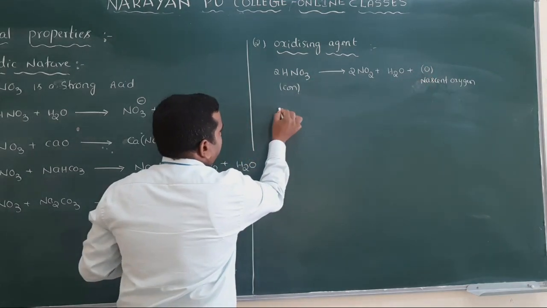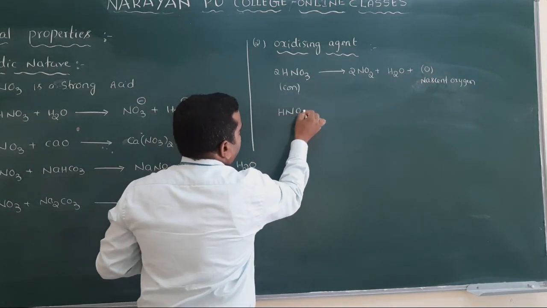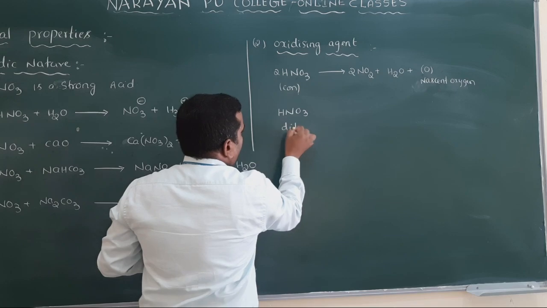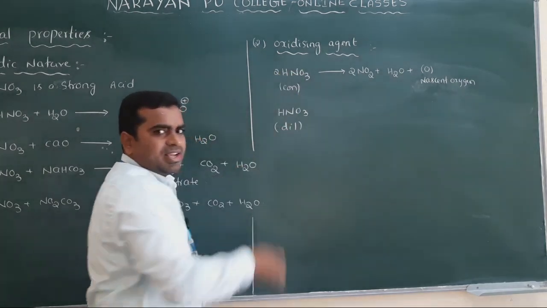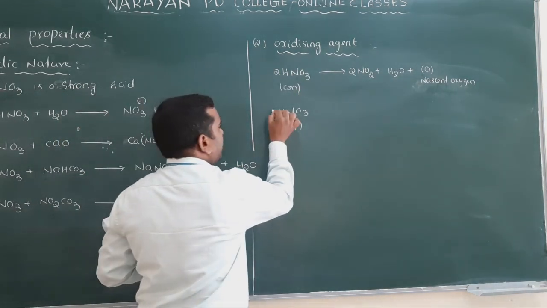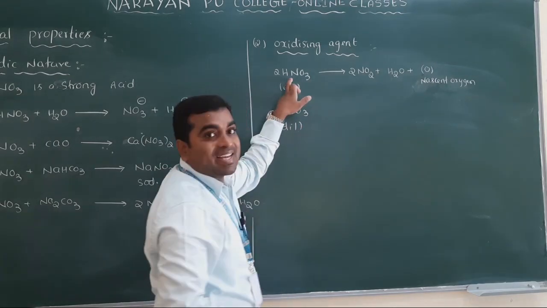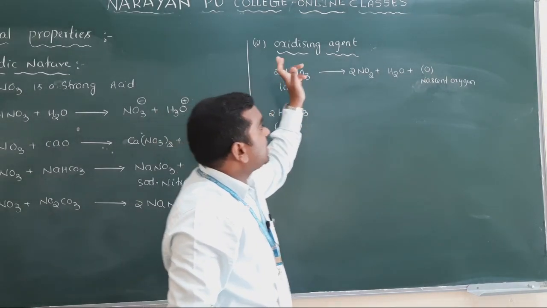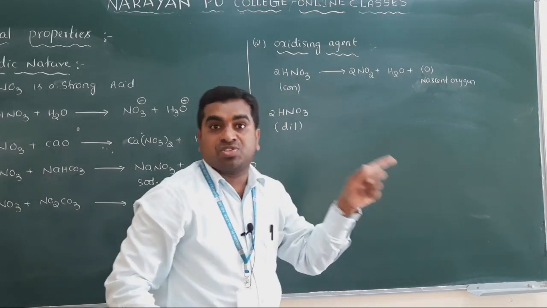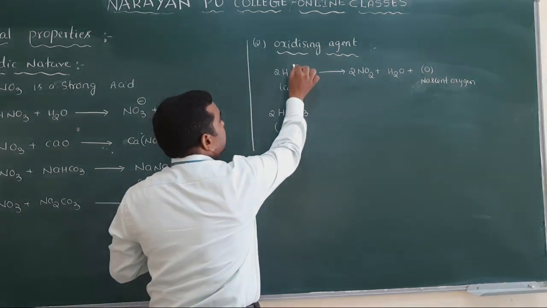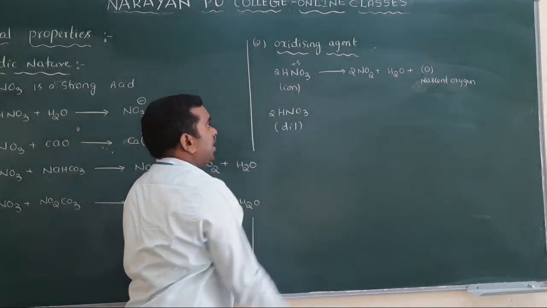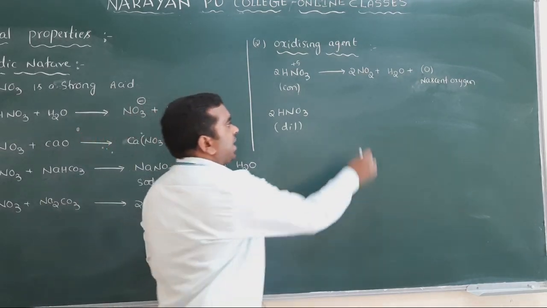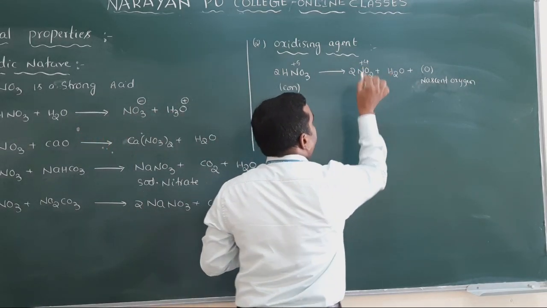In the same way, if I take dilute HNO3, here concentrated, and here dilute also. Very important: when it acts as an oxidizing agent, it oxidizes other substances and itself undergoes reduction. What is the oxidation number of nitrogen here? In HNO3 it is 5, and here the oxidation state is 4.